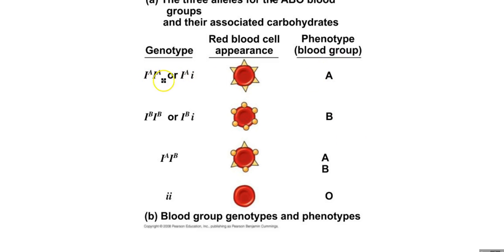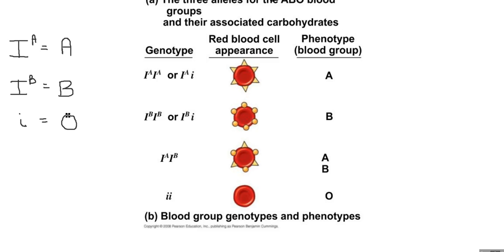Notice here that we have the genotypes all the way to the left, and this is showing a non-Mendelian inheritance pattern, so we're using superscripts again. Just remember that whenever we show non-Mendelian inheritance patterns, we use superscripts. So we have three different alleles. This allele, I superscript A, is the allele for A blood. Here's I superscript B. That's the allele for B blood. And then we have the lowercase i. That is the allele for O blood.